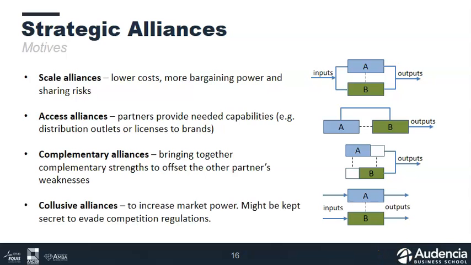And lastly, we can have collusive alliances, where we basically collude together to increase our market power, to better negotiate inputs, to increase prices for our customers, and whatnot. Now, we've spoken about this in the past. Collusion in the form of a cartel is strictly illegal in most countries. And if companies do it, they keep it very, very secret. Most regulations and laws prohibit this type of activity by firms.